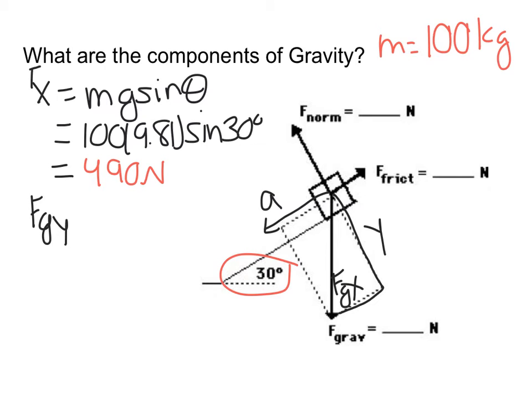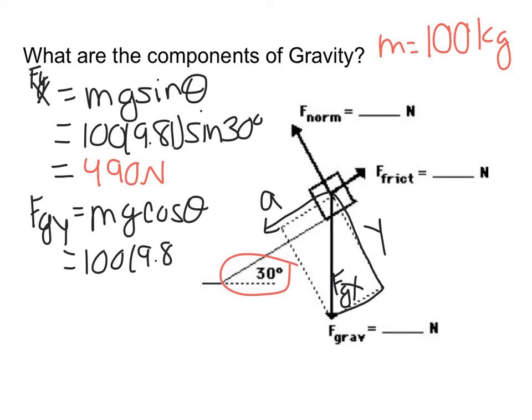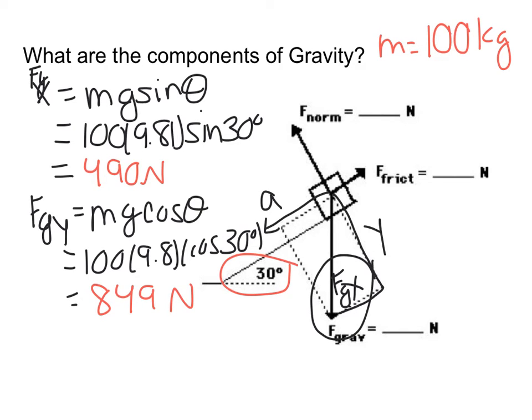Now for my force of gravity in my y direction. We have mg cosine theta. Let's plug in our numbers. 100 times 9.8 times cosine 30 degrees. I'm going to get 849 newtons. So sometimes I may also be asked to solve for this regular force of gravity. I'm really not going to worry about that because we care about the x and the y components.